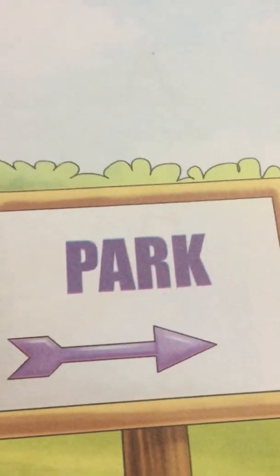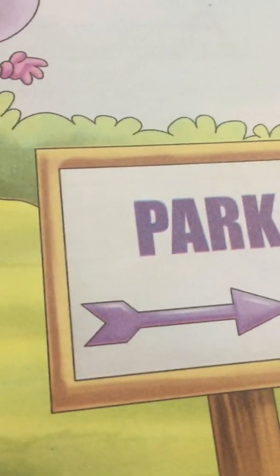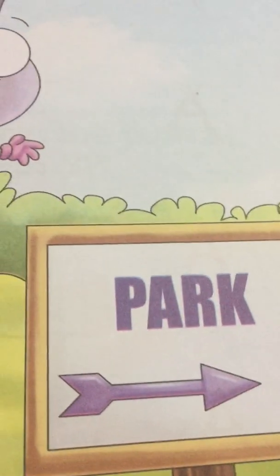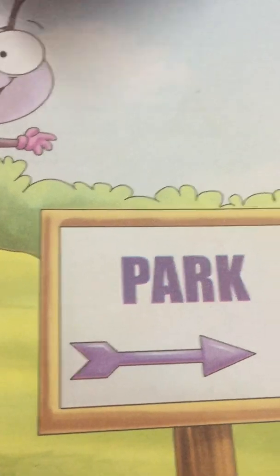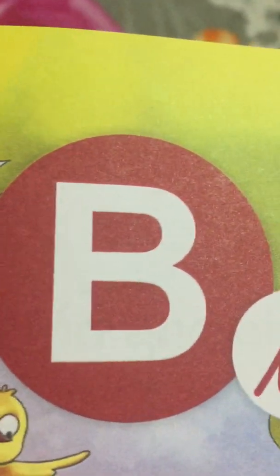What is it? This is an arrow. This is arrow showing indicator. Okay. Arrow. Now come to the next picture. Next letter. Which letter is this?